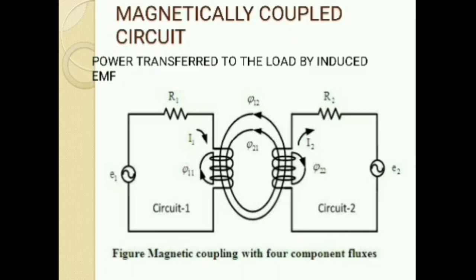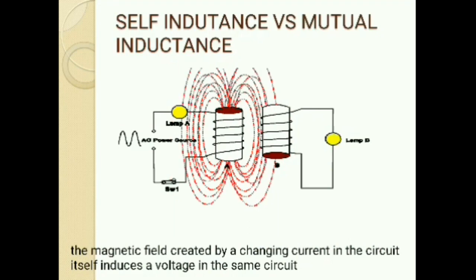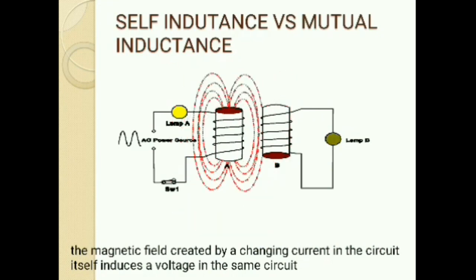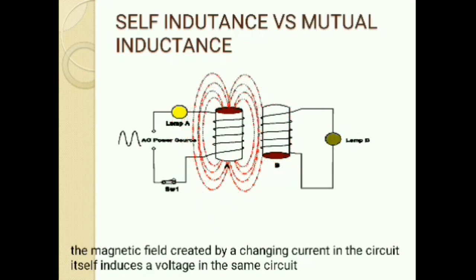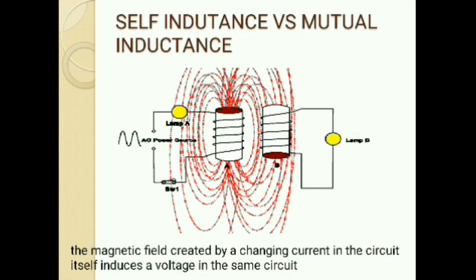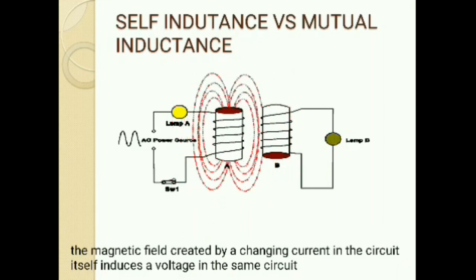Okay, now we will see what is self-inductance and what is mutual inductance. In self-inductance, the change in the strength of the current in the coil is opposed by the coil itself by inducing an EMF. Let us consider one coil. The EMF induced in that coil is given by VL equal to L into di by dt, where L is the inductance of that coil and di by dt is the current changing in that same coil.